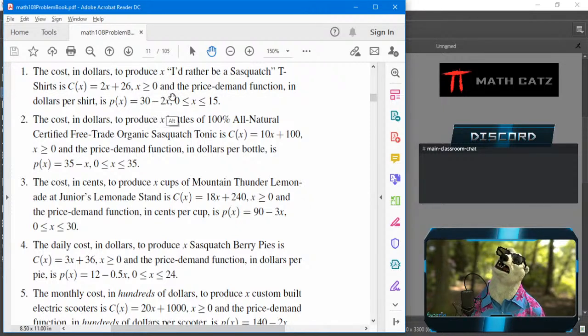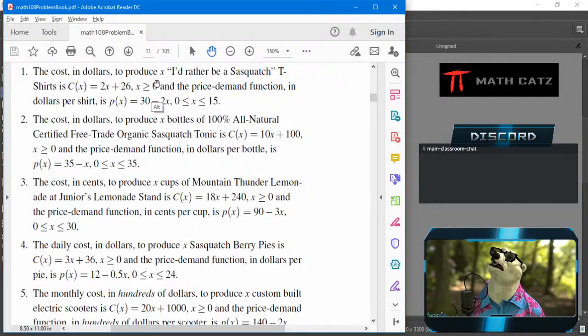And then in addition to that, the price demand function in dollars per shirt is given by this. Now that's sort of how many I'm going to sell. If I make X, then the price at which I can sell them, assuming I sell them all for simplicity, is going to be given by this. Let's just ignore the range for X. We don't have to read too much into that right now.